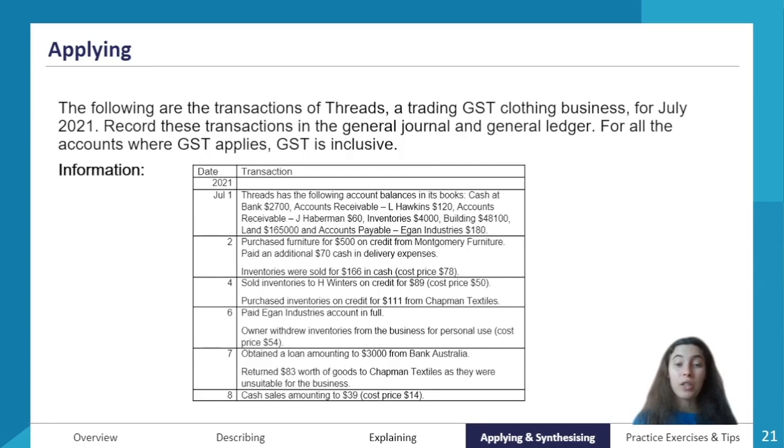For July 2, we're purchasing furniture. Make note of how it's mentioning that we paid an additional $70 cash in delivery expenses. So sometimes it's easy to miss little details like that. We do the major thing with the purchase of the furniture, but we forget the little extra information. Also take note of inventories. When we're selling inventories, it also gives us a cost price in brackets there. So that's where you've got your cost of goods sold coming in. So it's a bit of a double entry when you've got inventories being sold, because you need to also account for the cost of goods sold of those inventories as well.